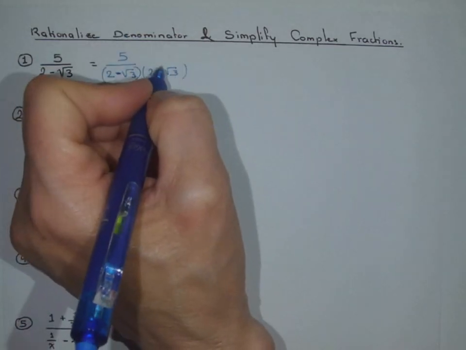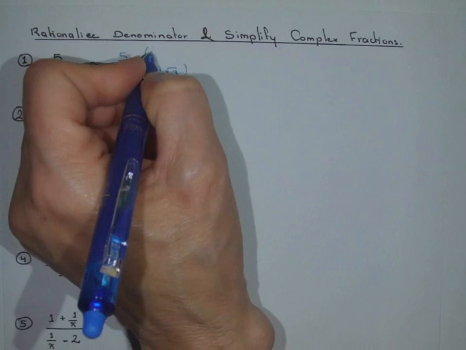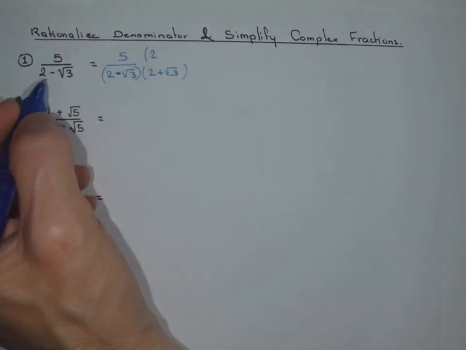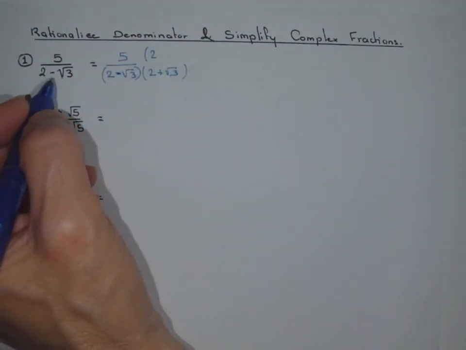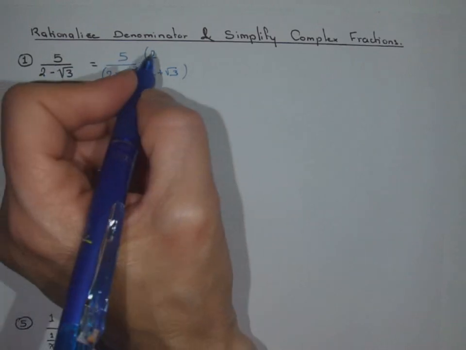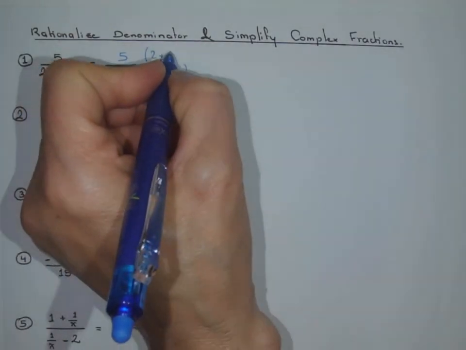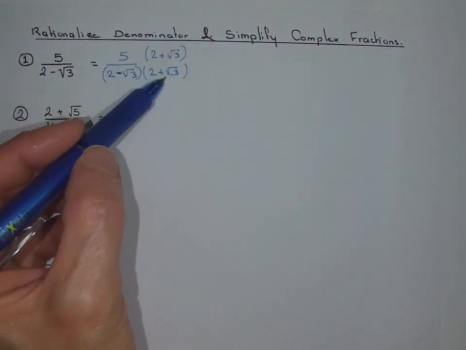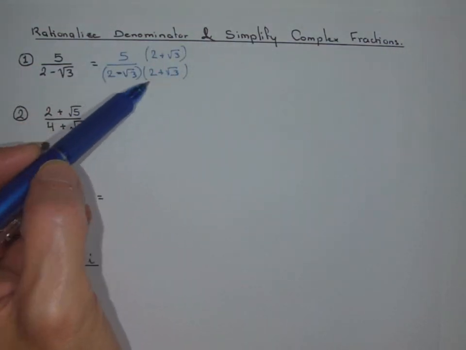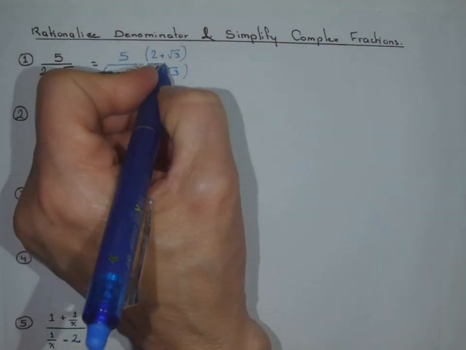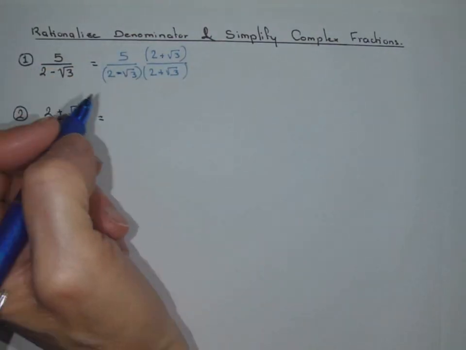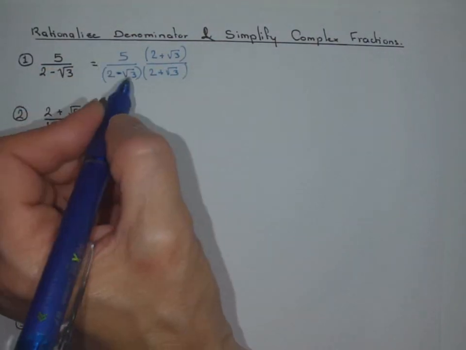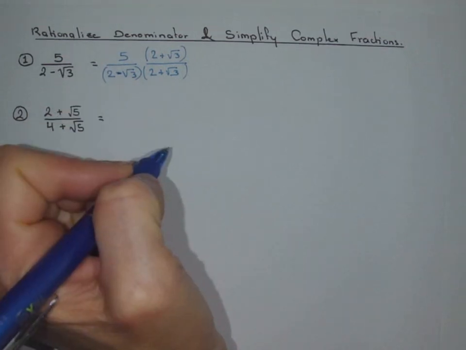But we're going to do that top and bottom because we have to keep the original fraction equivalent to itself. So we multiply top and bottom by the conjugate, and the reason we do top and bottom is because that's like multiplying by a 1. Anything divided by itself is 1, so that doesn't change anything, yet it will help us to rationalize that denominator.